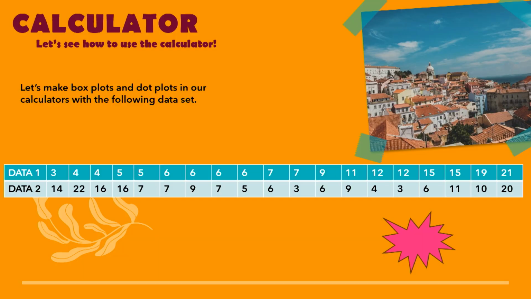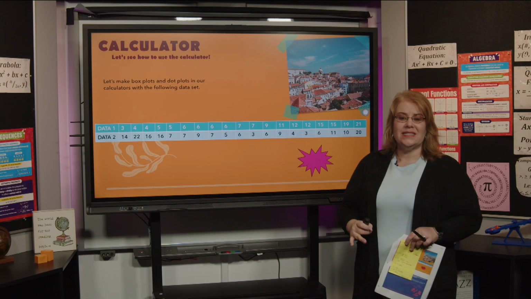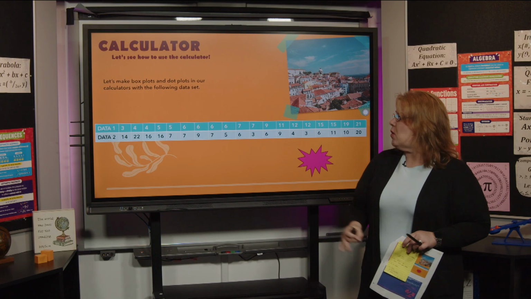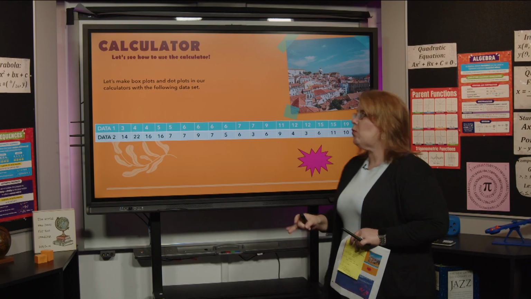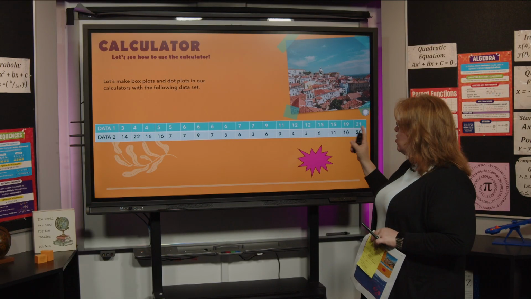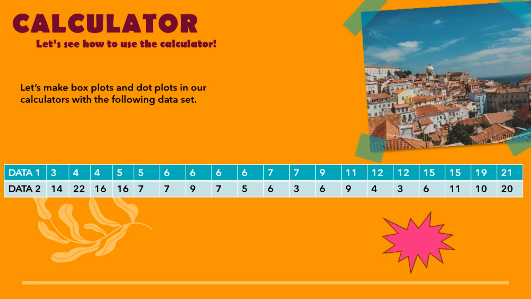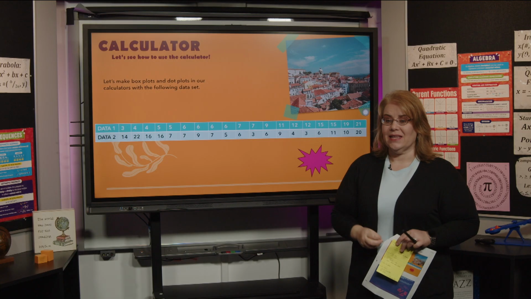Now, the best tool that we have for this statistic is this calculator skill. So I'm going to want you to grab your calculator and we're going to use the calculator to work this. Let's see how to use the calculator. Let's make box plots and dot plots in our calculator with the following data. Whoa, wait a minute. We're going to put data in the calculator and make that box plot and that dot plot. Exactly.